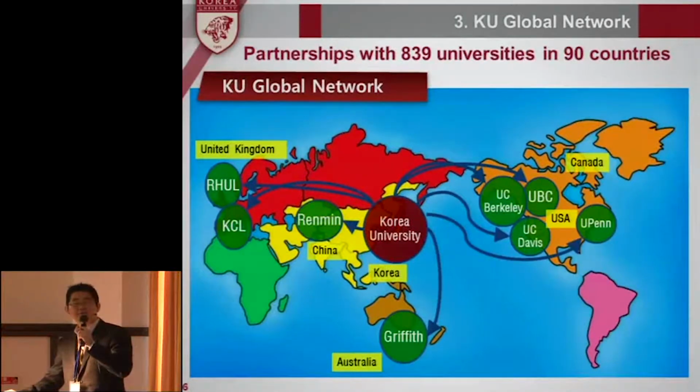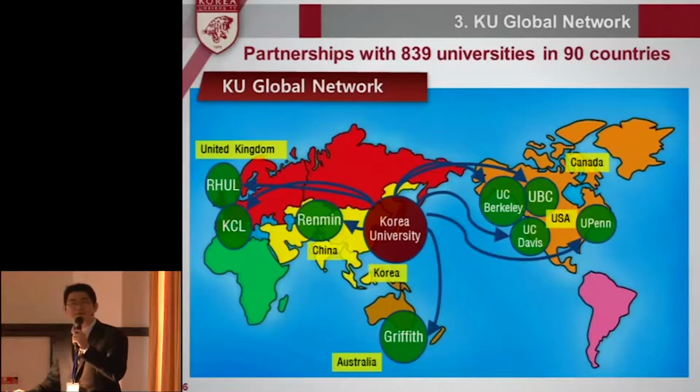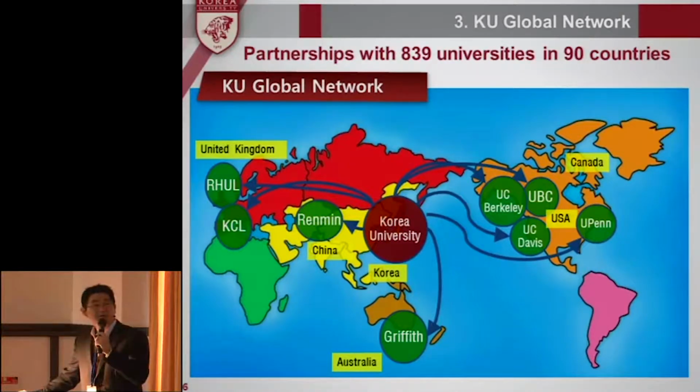This slide shows KU's global network. We have partnerships with 839 universities in 90 countries. The universities marked on the map are institutions where we have massive student exchange partnerships or visiting student programs, or where we have overseas facilities. For example, at RHUL and UBC we have an international dormitory, and at Renmin University we have a Korea University Hall, where we have branch offices.